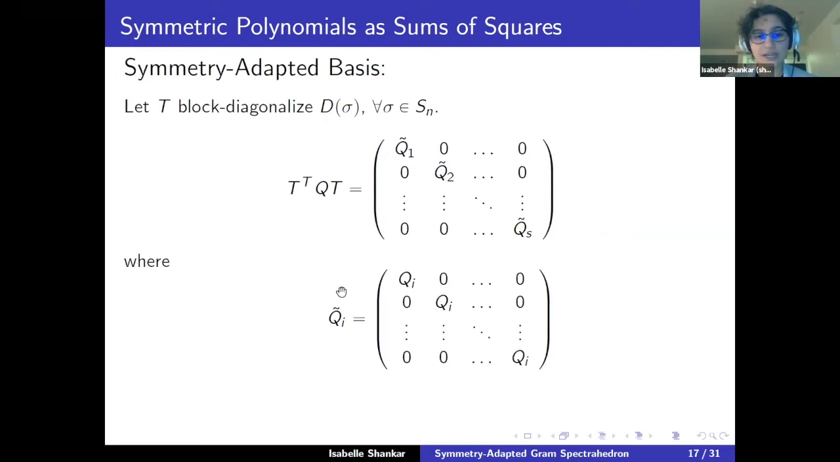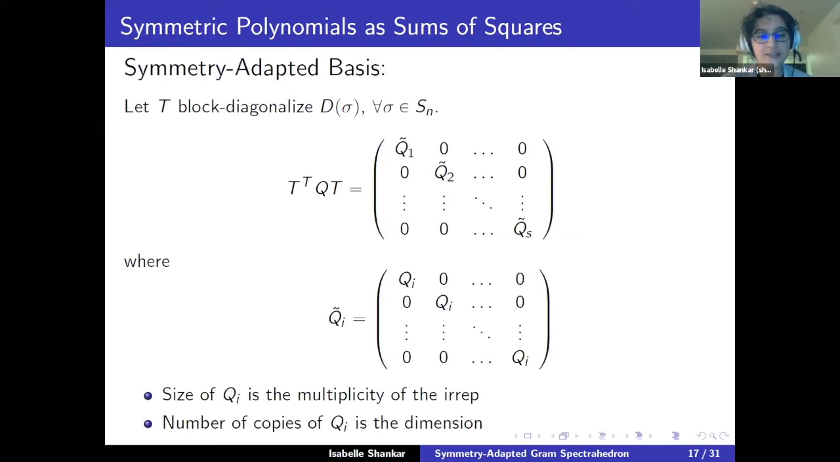Moreover, each Qi tilde is further broken up into blocks, but now these Qi's are all equal. They're copies of the same matrix Qi. In fact, the size of those Qi's is equal to the multiplicity of the associated irrep, and the number of copies is equal to the dimension. So for example, we'll see that the trivial irreducible representation always appears, but it'll have one copy because it's dimension 1. And then the size of it will be equal to the multiplicity.